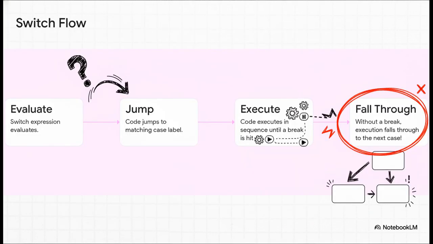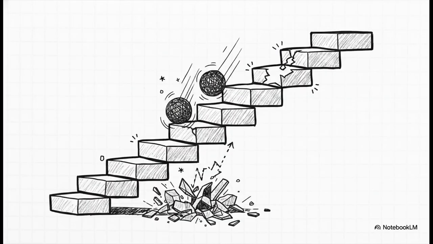Understanding the mechanics here is absolutely vital. Step 1, the switch evaluates the variable. Step 2, it jumps straight down to the matching case label. Step 3, it executes your code line by line until it hits a break. But Step 4 is the danger zone. If you forget to write that break statement, execution doesn't stop. It automatically falls through and just keeps running the code in the very next case, whether it actually matches or not. Just imagine the disaster.